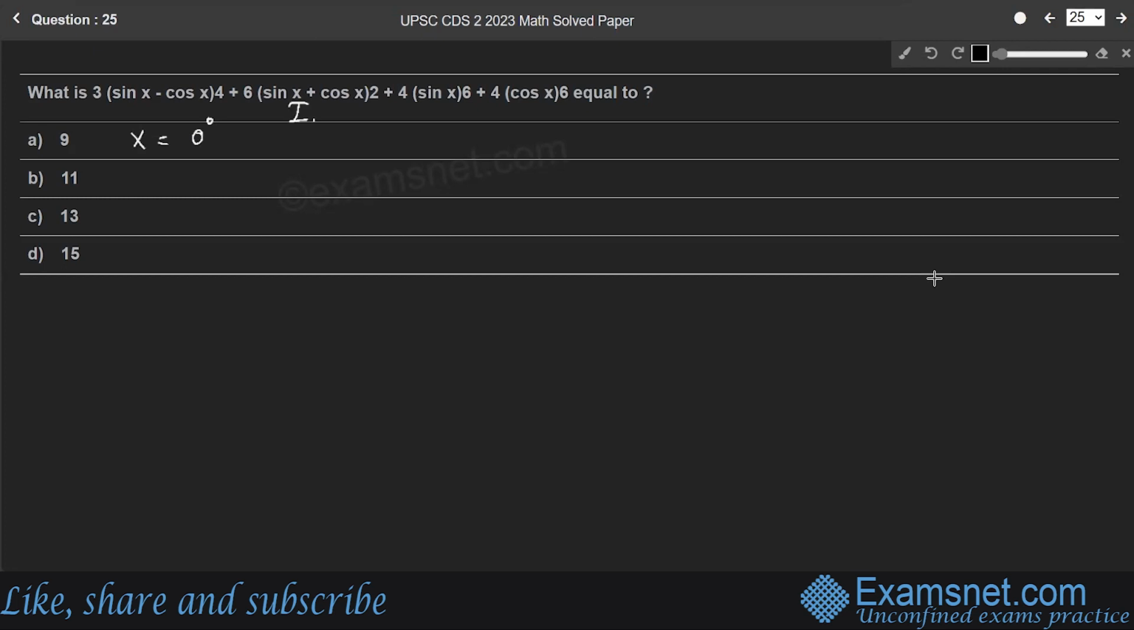So here the first method is by putting the value of x, right? Any value you can consider. You can take x as 90 degree also. So here 3 into sin 0, which is 0, minus cos 0 degree raised to 4, plus 6 into (sin 0 plus cos 0 degree) raised to 2, plus 4 into sin 0 degree raised to 6, plus 4 into cos 0 degree raised to 6, right?